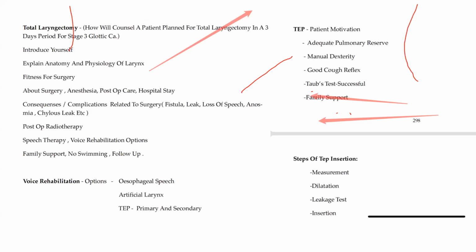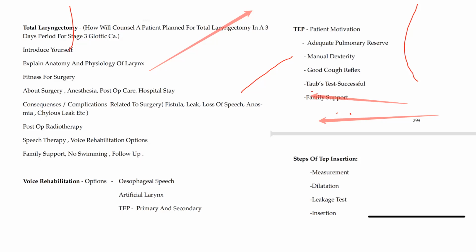So the correct approach here is, if it is asked for counseling in a T3 glottic carcinoma, you should be very careful, because for T3 glottic carcinoma, the current treatment modality is concurrent chemoradiotherapy. So it is always an organ preservation treatment we offer for a T3 disease.